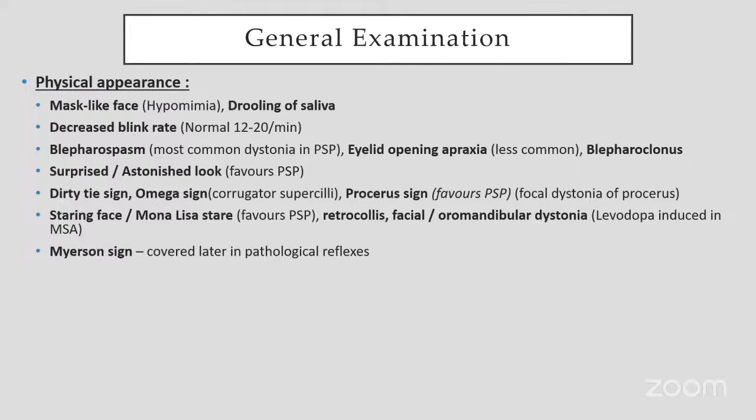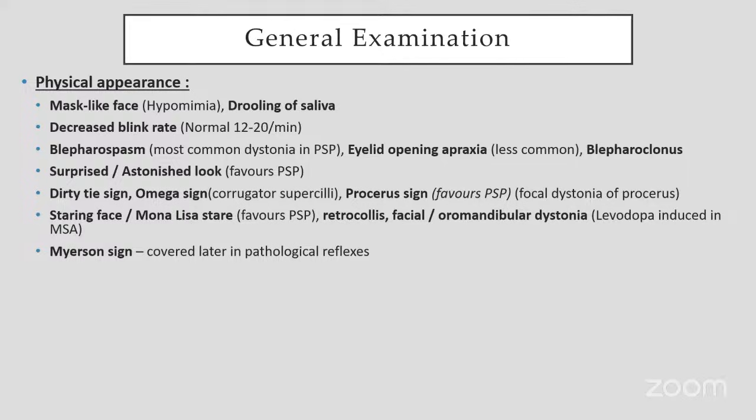And omega sign is because of corrugator supercilii overactivity. And Procerus sign, which is also a kind of focal dystonia, with horizontal lines seen near the eyebrows, and a staring face, which favors PSP. Also in PSP, they have retrocollis. In a PD patient, they have a stooped posture with the head bent forward. But in PSP, they keep their head back. So retrocollis is seen.